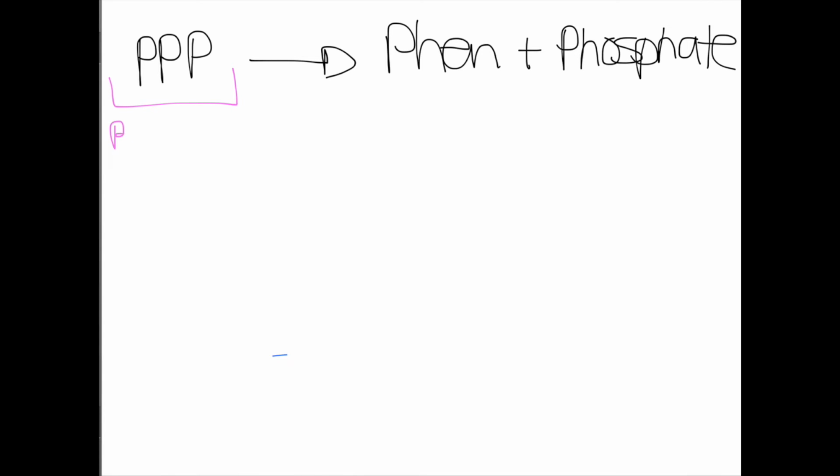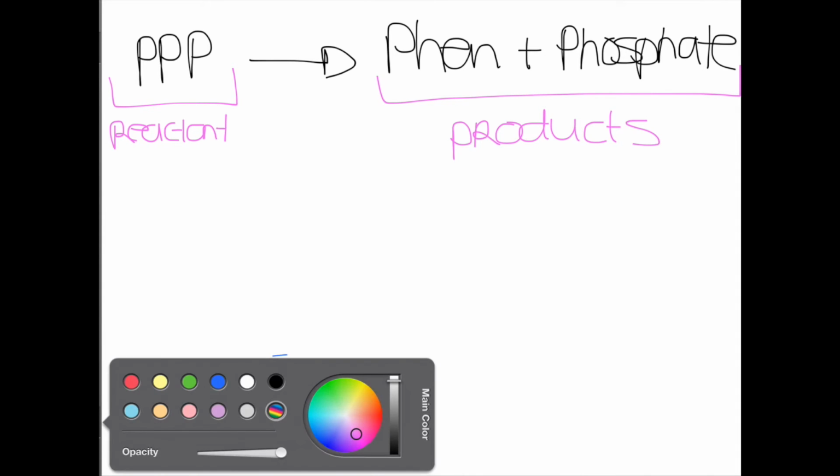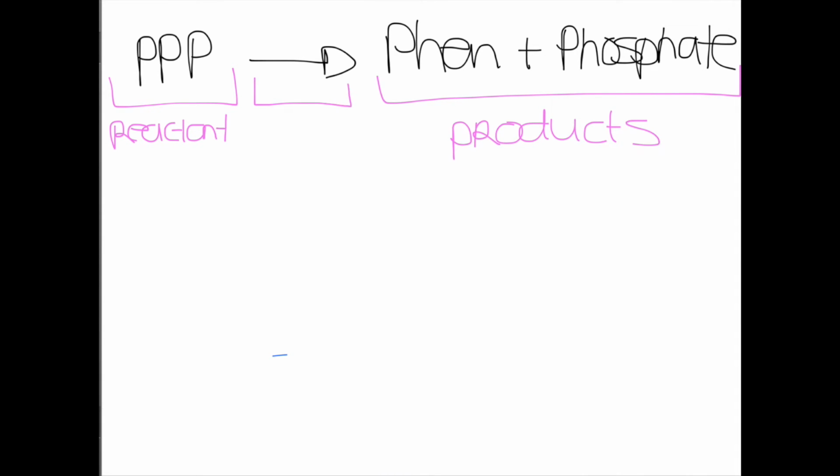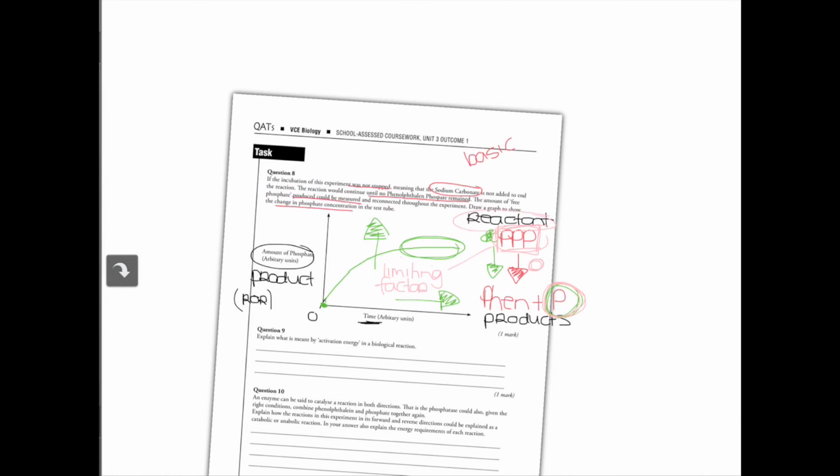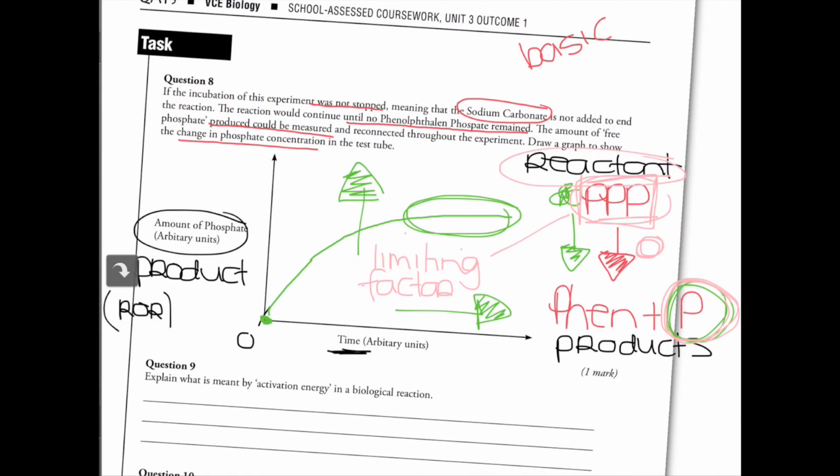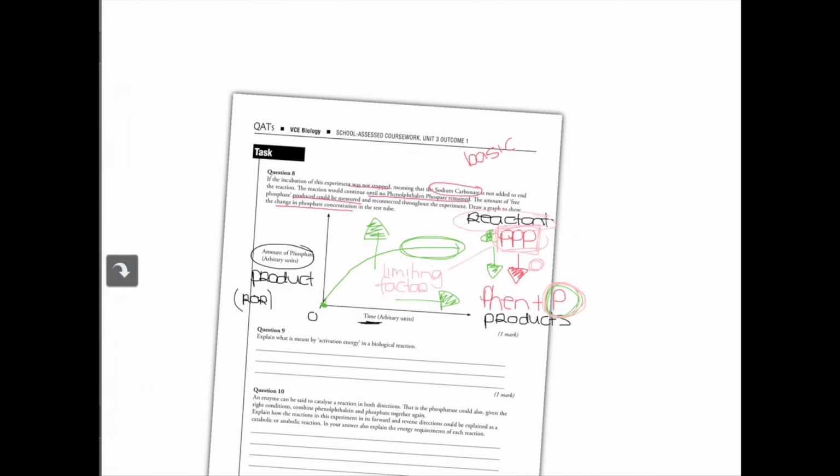So remember, this is the reactant. These are the products. And then this here is representing our enzyme. It's done it to me again, isn't it? I don't know what happens.